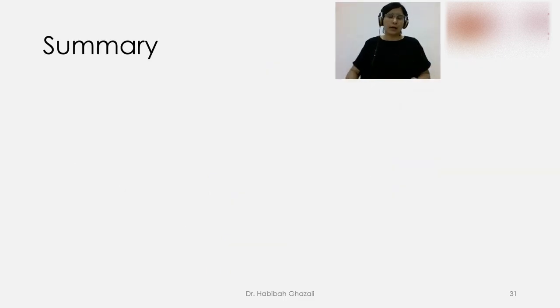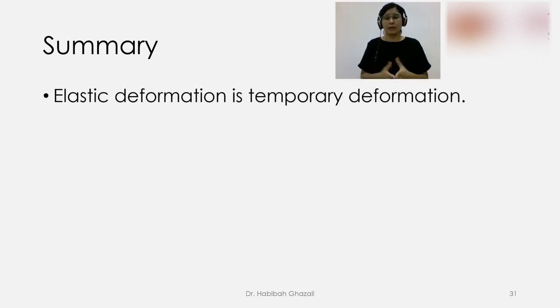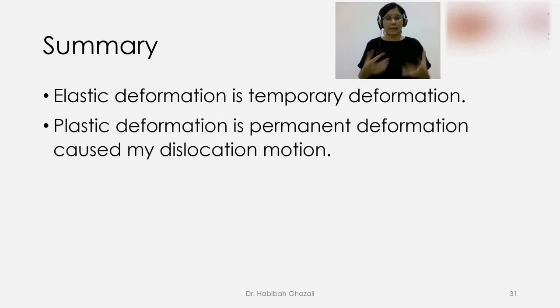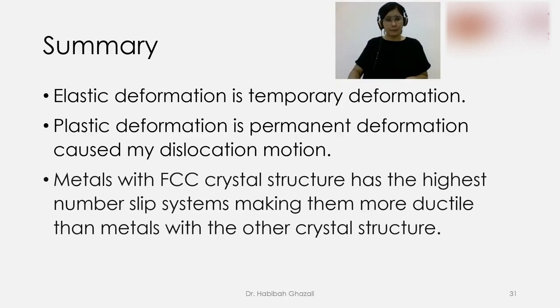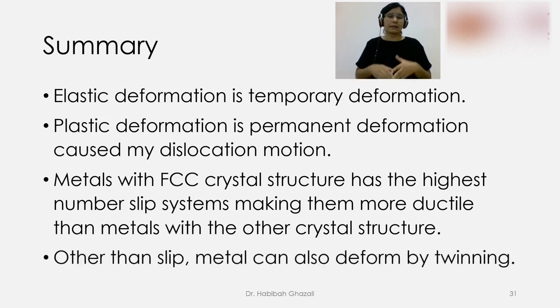So to conclude, from this topic, we have learned that elastic deformation is a temporary deformation and plastic deformation is a permanent deformation caused by dislocation motion. Different types of metallic crystal structure have different numbers of slip systems, and metals with FCC crystal structure have the highest number of slip systems, making them more ductile than metals with the other crystal structures. And apart from slip, metals can also deform by twinning.